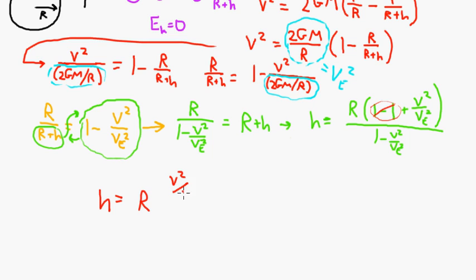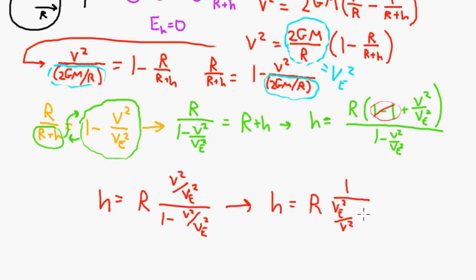Or if you prefer, it might look a little neater to say H equals R times 1 over VE squared over V squared minus 1. That's dividing everything by V squared over VE squared. Or your final option is to say H equals R times V squared over VE squared minus V squared. And this is probably the most readable version.